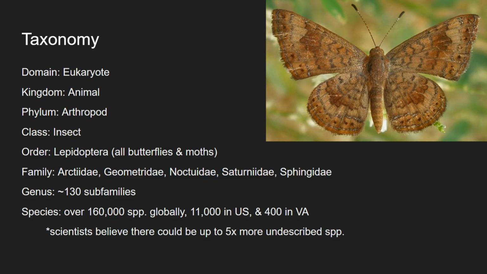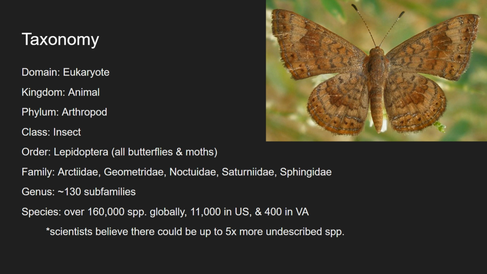So first, the taxonomy of moths. Their domain is eukaryote, kingdom animal, phylum is arthropod, class is insect, order is Lepidoptera. This order includes all butterflies and moths. Their family includes five different families. Genus, there's over 130 subfamilies.